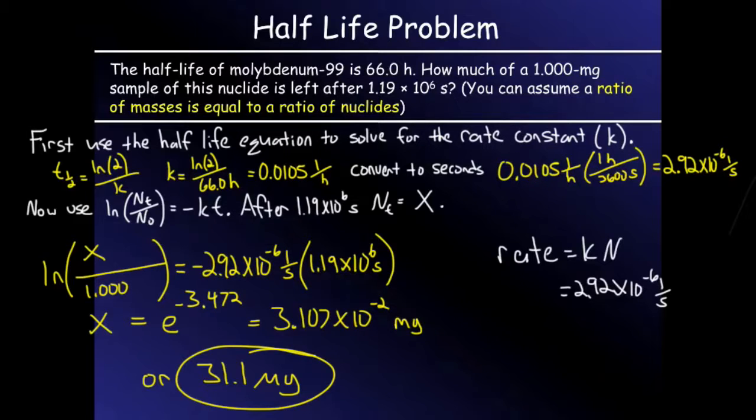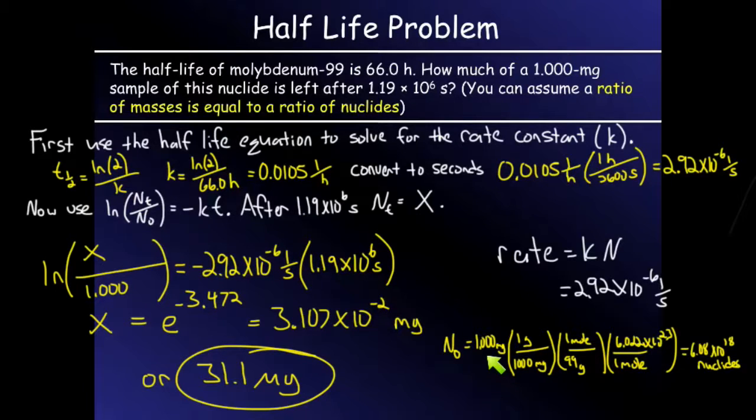Well, n is given to me in milligrams. So if I want to report the rate in decay events, or radioactive nuclides decaying per second, then I need to convert my 1 milligram into number of radioactive nuclides. And I can do this very easily by simply starting with the milligrams of the radioactive molybdenum that I have, dividing by 1,000 milligrams for every 1 gram, and then converting the grams into moles.